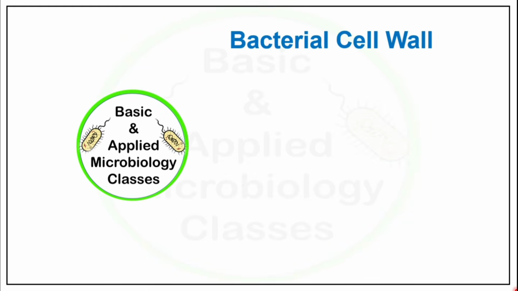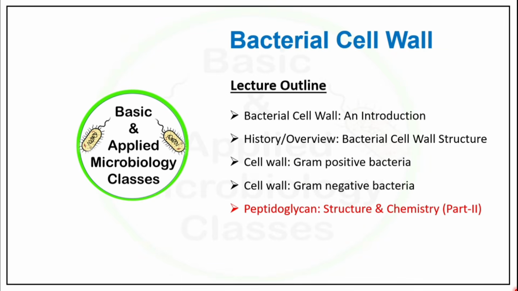Okay, let's take the lecture outline first. This lecture I'll be delivering under these headings. Firstly, I am going to discuss the bacterial cell wall introduction. After that, historical background and overview of bacterial cell wall structure. Then we will talk in detail about the cell wall of gram-positive and gram-negative bacteria. And please note this last heading, peptidoglycan structure and chemistry: I'll be uploading this as a separate video, which will be part 2 of bacterial cell wall. You can check that later on the same channel.